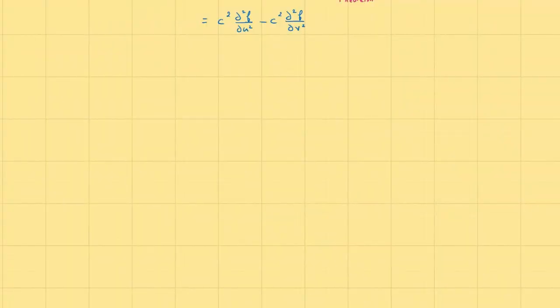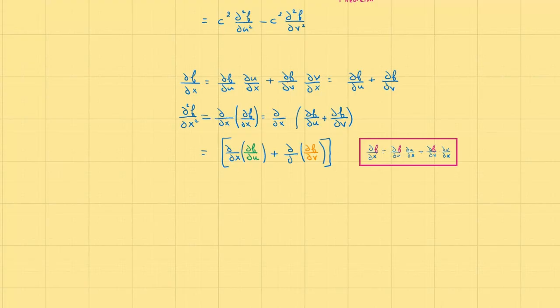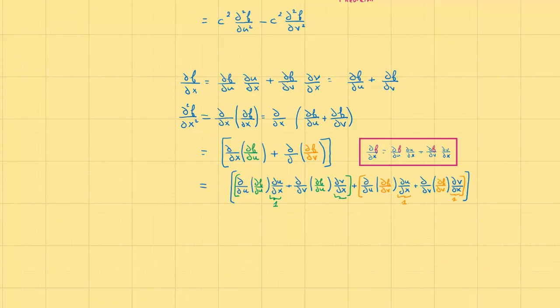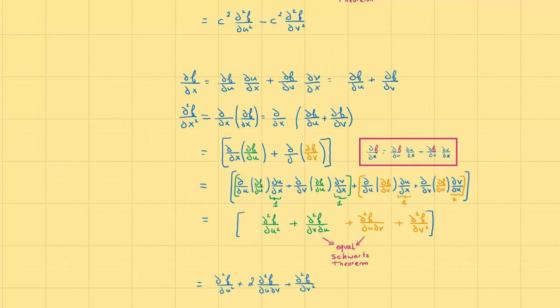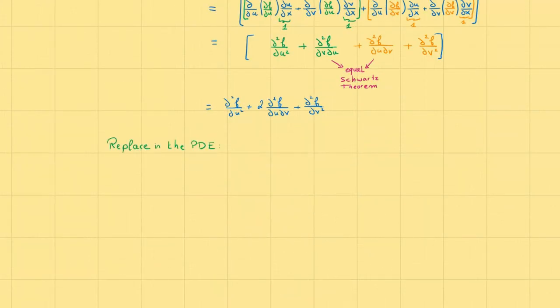Now a similar work can be done to calculate the second derivative of f with respect to x. So we calculate df over dx first, then d2f over dx2, and doing basically the same work, it will lead us to the value of d2f over dx2, which is equal to d2f over du2 plus 2 d2f over du dv plus d2f over dv2. Now what we need to do is to replace these two values in the partial differential equation we had in the beginning. So we go and replace in the PDE.